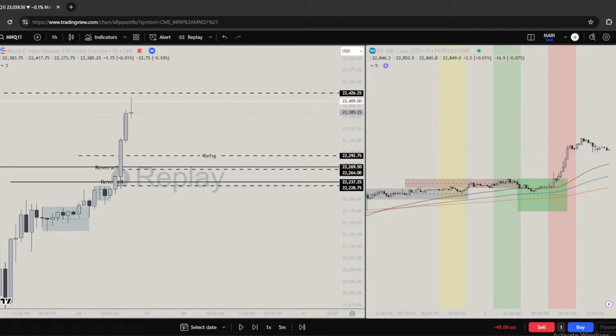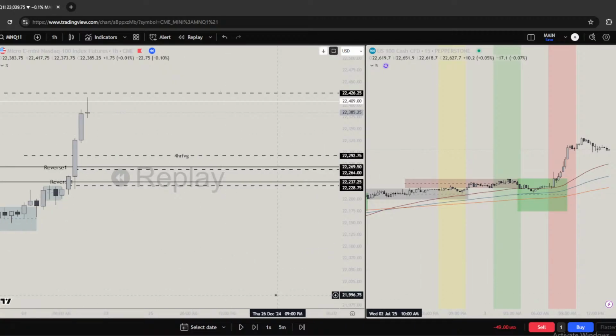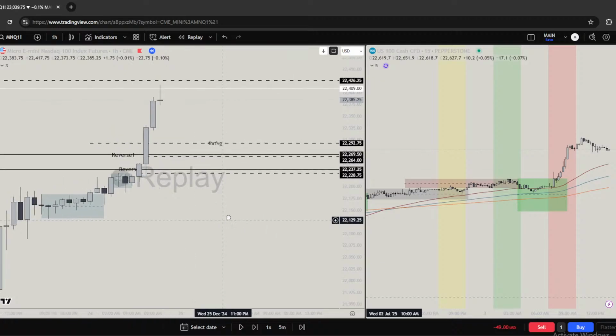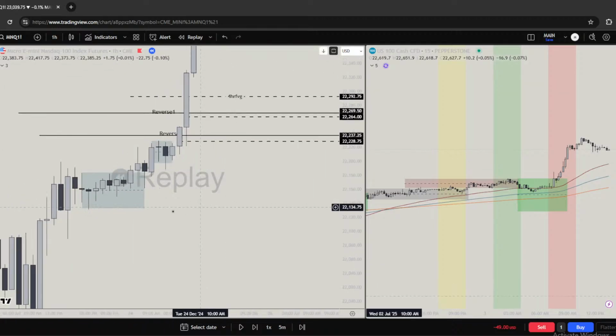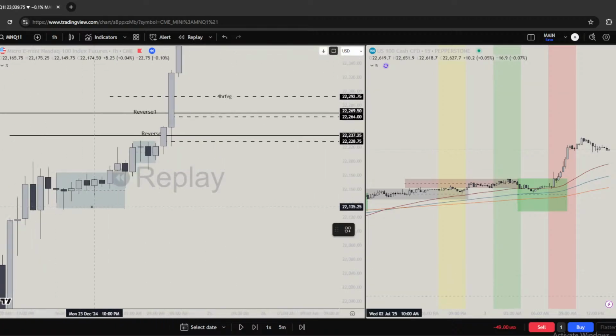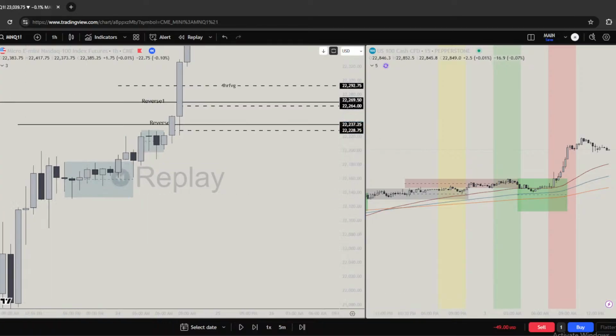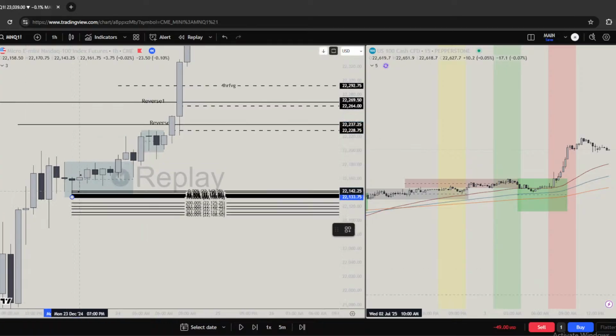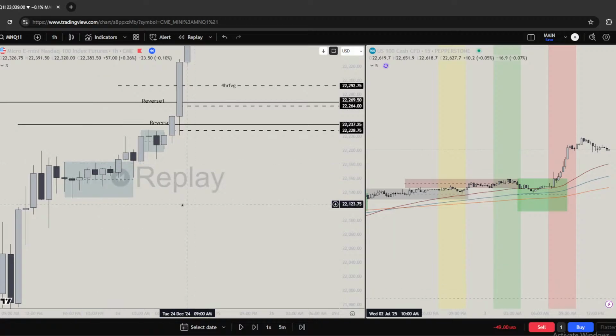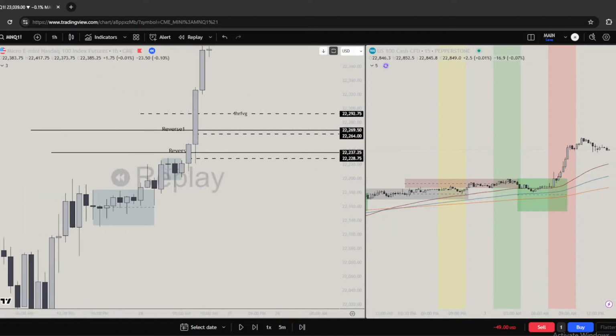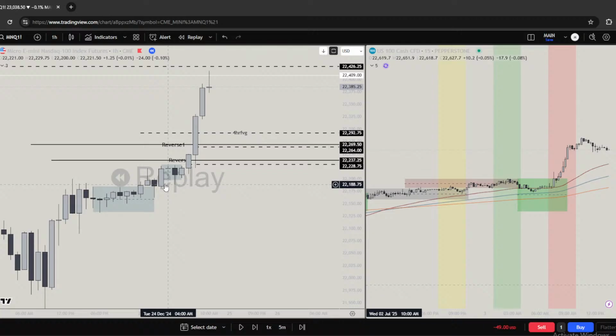I think Top Step is open. Futures Asia session is open. Oh, here we go.